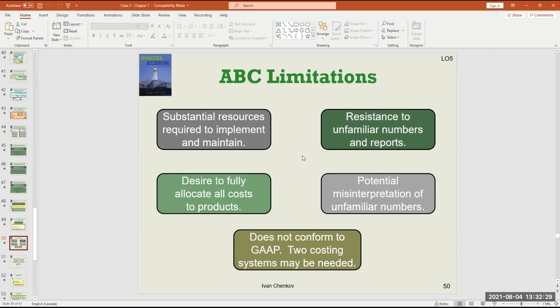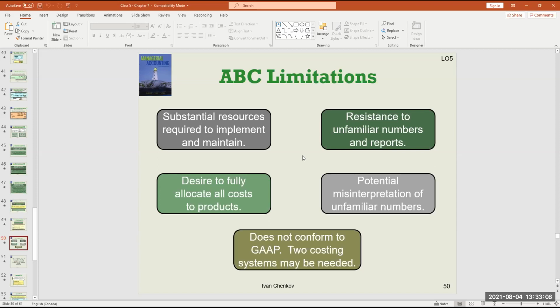The next thing is, so that's the misinterpretation. The last thing is activity-based costing doesn't conform with the generally accepted accounting principles. That's why you have to run two systems. Perfect example for activity-based costing. Do you want me to give you another application of activity-based costing? Yes, Professor. The activity-based system is used everywhere in your life.